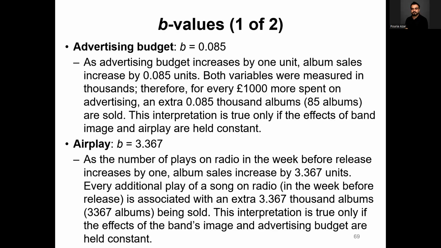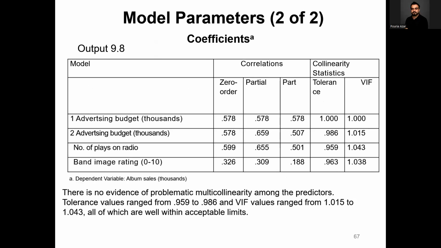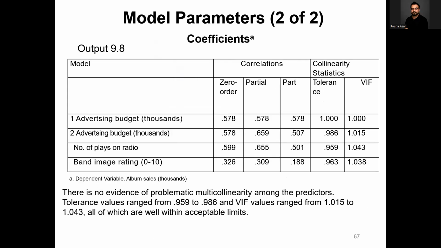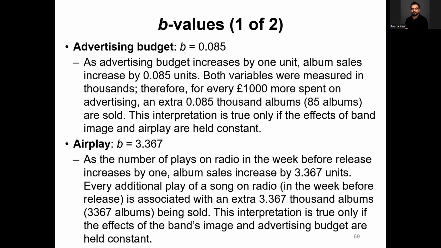The second beta coefficient is airplay, which is here. It's the number of plays on radio. The beta coefficient is 3.367. So I would interpret this number as follows: as the number of plays on radio in the week before release increases by 1 unit, album sales increase by 3.367 units.